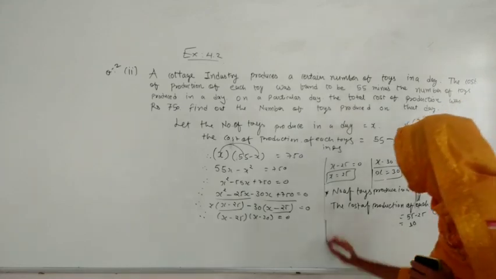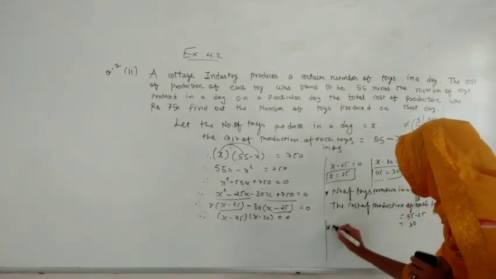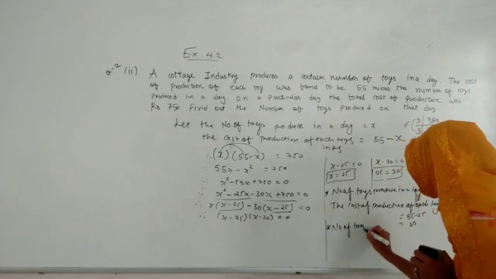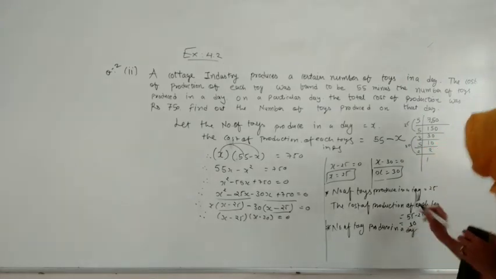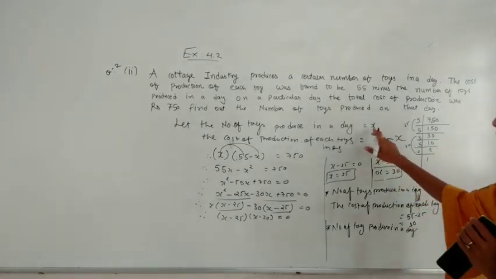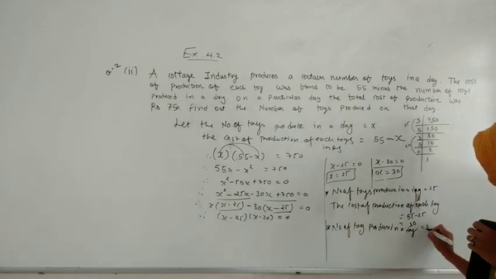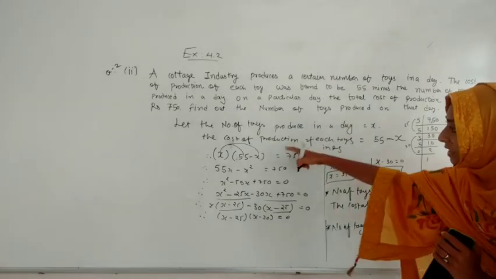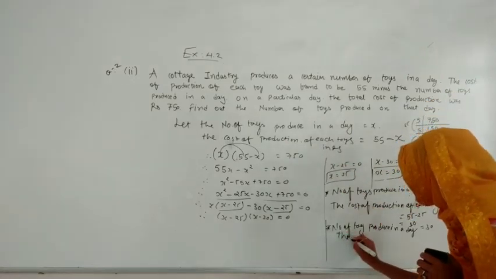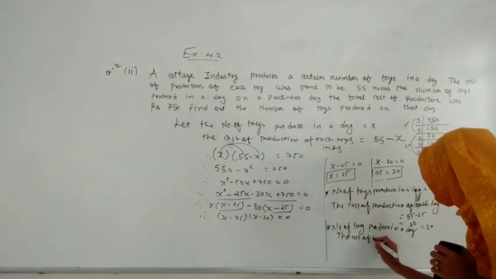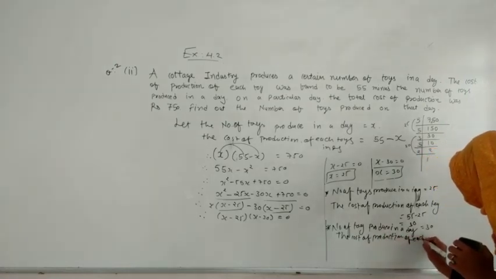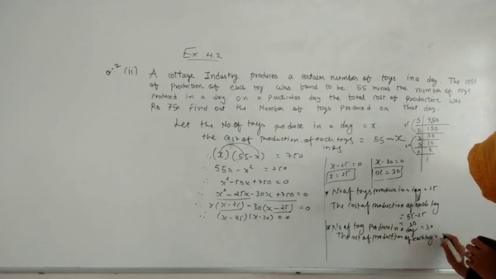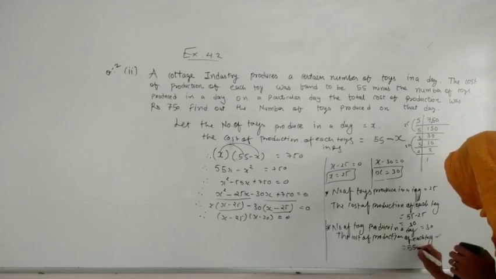And vice versa, if we are changing the number of toys produced in a day, and that we are writing, which we will take on the place of x as 30. So if we are taking it 30 our answer, the second answer will change, means the cost will change. यहाँ पे लिख देंगे the cost of production of each toy in rupees, that will be 55 minus 30. So it will become 25 rupees.